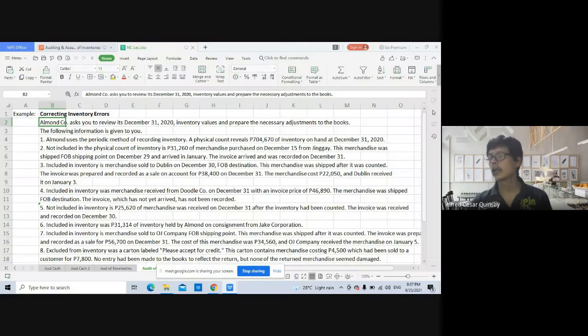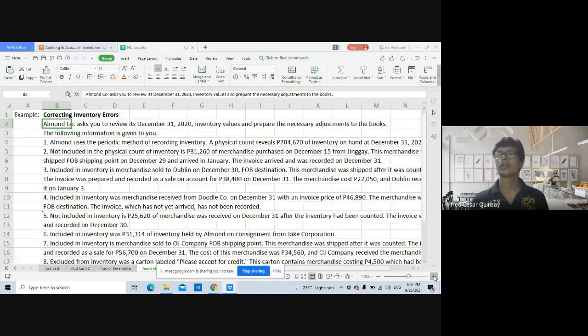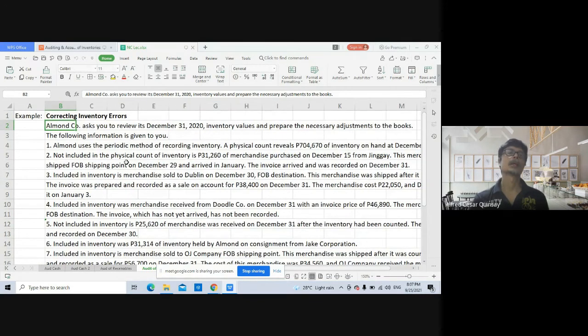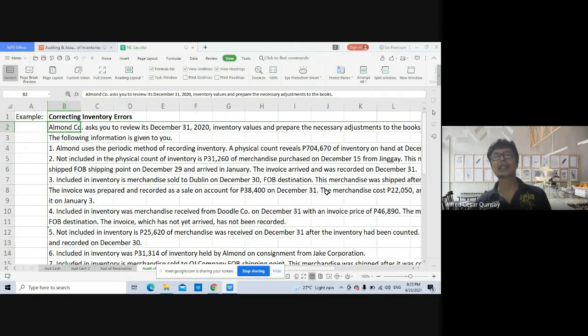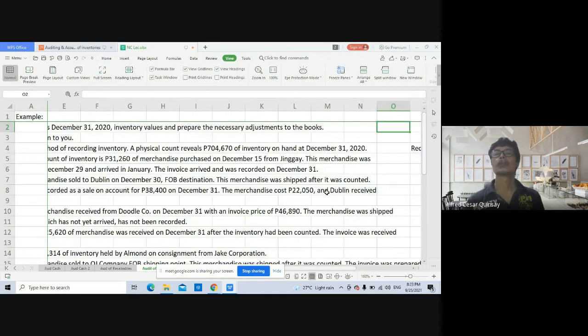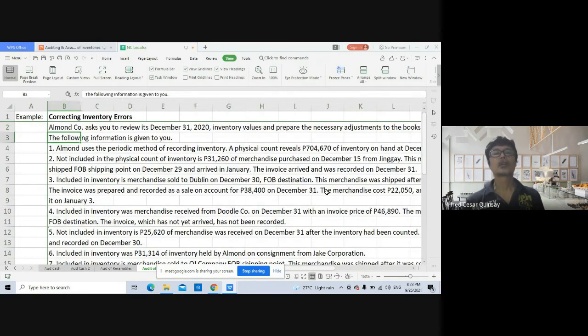Now, without much ado, nakita natin dito mga kaibigan, yung Almond Company, so palakihan natin. Dikit-dikit siya, para siyang nobela. Correcting inventory items. So this is the example case. Almond Company asks you to review its December 31, 2020 inventory values and prepare the necessary adjustments to the books. The following information is given to you.